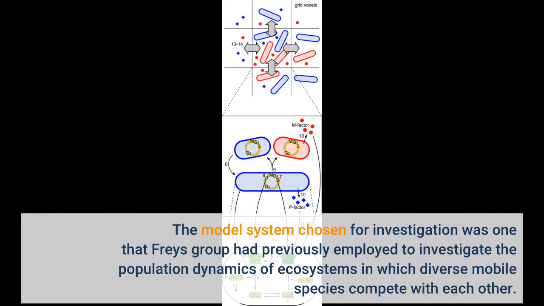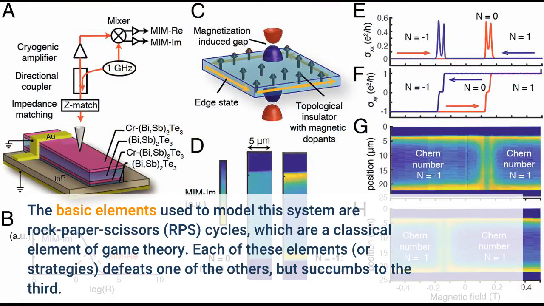The model system chosen for investigation was one that Frey's group had previously employed to investigate the population dynamics of ecosystems in which diverse mobile species compete with each other. The basic elements used to model this system are rock-paper-scissors, RPS, cycles, which are a classical element of game theory. Each of these elements, or strategies, defeats one of the others, but succumbs to the third.